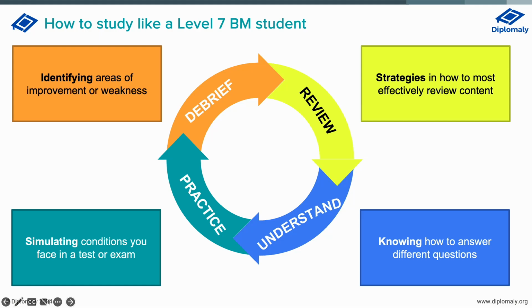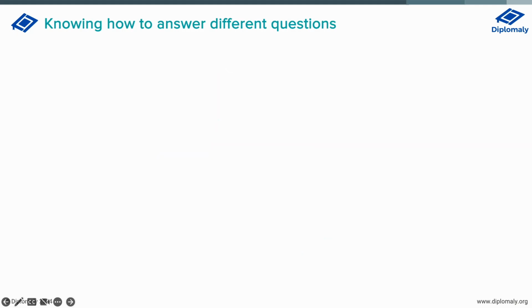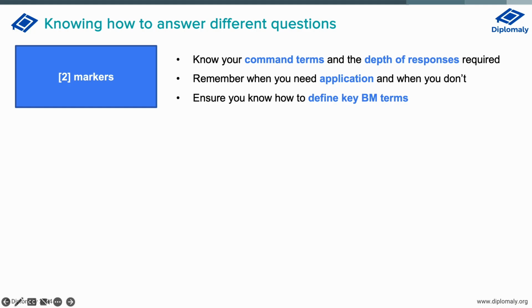Finally, identifying areas of improvement or weakness for future assessments. Starting this process early on in the DP program will help you ensure that you have sufficient time to improve in the course. Now, in business management, most of your questions will boil down into 3 types.